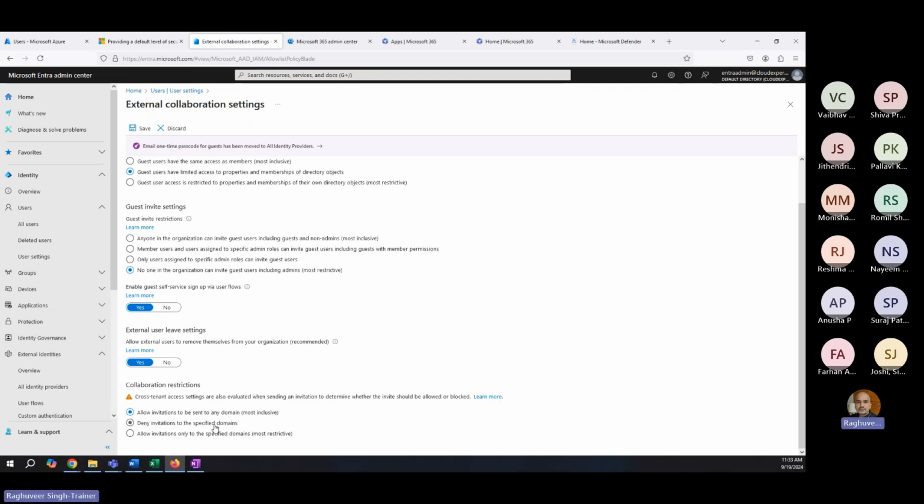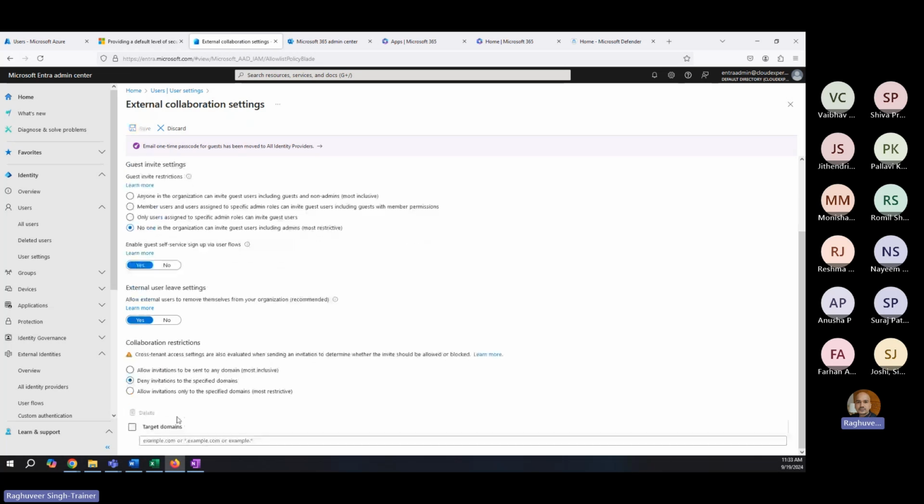Deny invitation to the specific domains. Specific domains I can deny admission. I can select and I can put the target domain here that I don't want to be invited. Allow invitation only to the specific domain, most restrictive. I can type the domain here. So I can type the domain like gmail.com, Hotmail, Outlook, wherever I want to allow invitation.